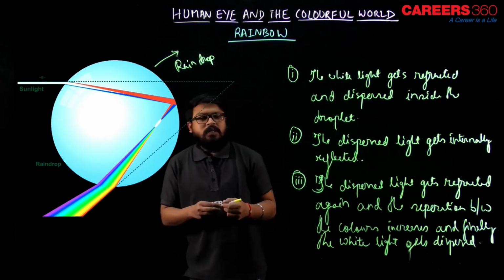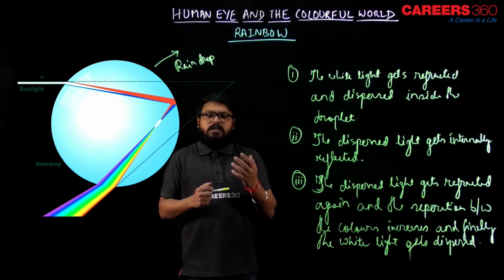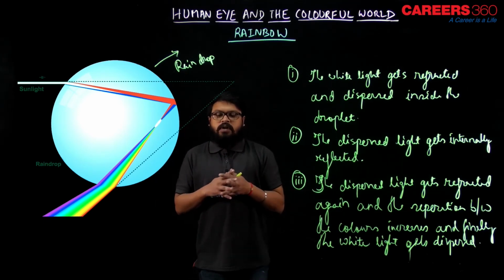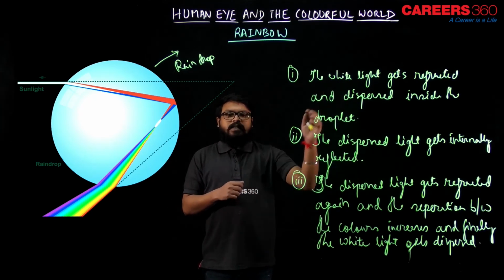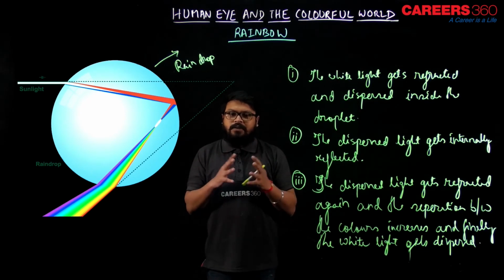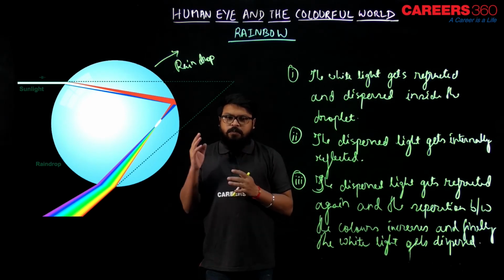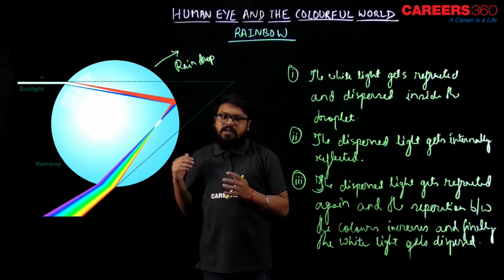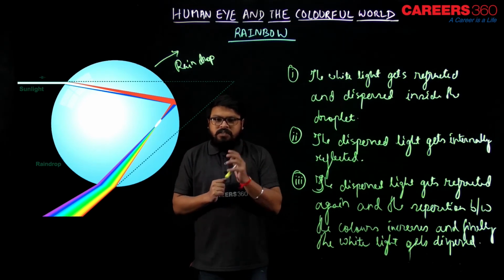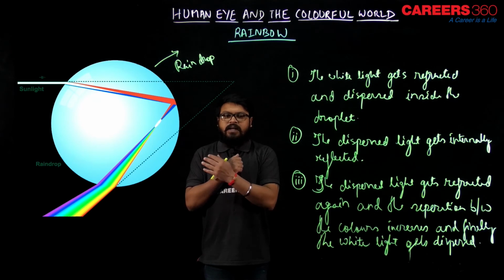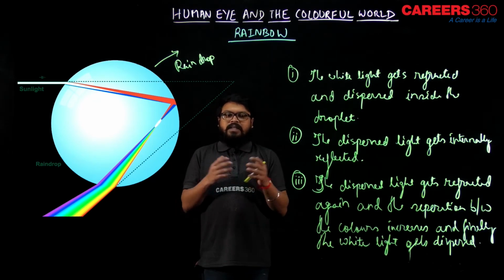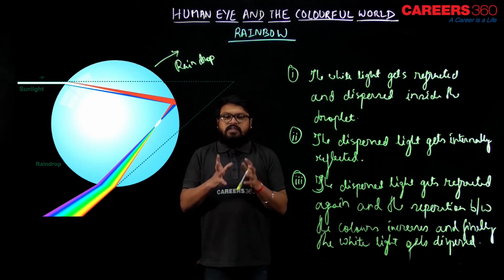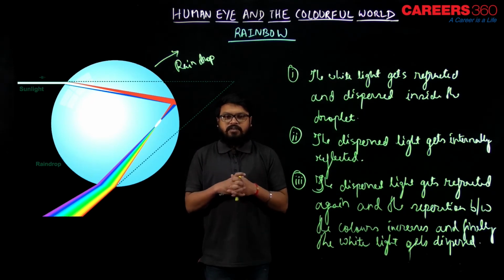So, you need to remember these three steps so that you can explain the formation of a rainbow, right. First step, the white light gets refracted and dispersed inside the droplet. Second step, the dispersed light inside gets internally reflected. Third step, the dispersed light gets refracted again and the separation between the colors increases, and finally the white light gets dispersed, right. So this is the concept behind the formation of a rainbow. I hope you understood, right.